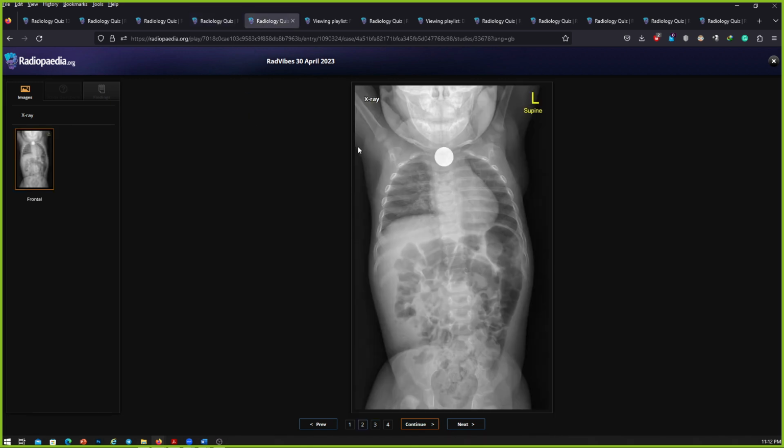Have a look at this case, please. This kid was brought to us at the accident and emergency department. Okay. This is a baby gram of a skeletal immature patient, of the chest and abdomen.